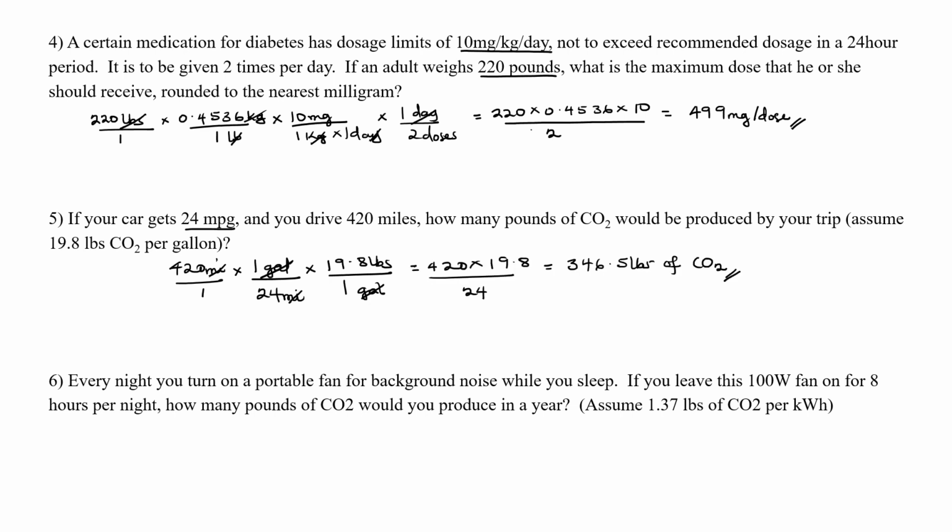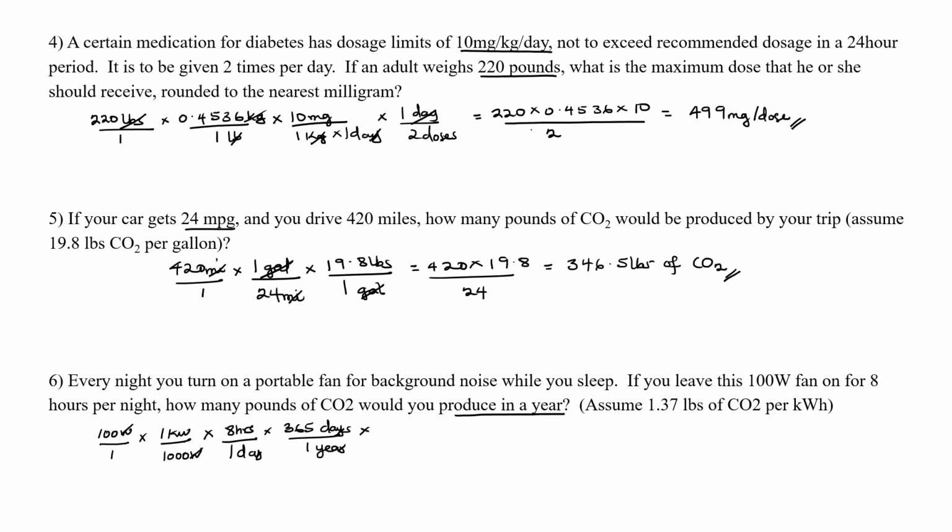For every kilowatt hour of energy used, 1.37 pounds of CO2 is emitted. So for a 100-watt fan, we need to determine how many kilowatts. To do the conversion to kilowatt, we just divide by 1,000 watts. And it's used 8 hours per night. And so we have 8 hours in a day for 365 days in a year. This is because we want to determine how much CO2 is produced in a year.